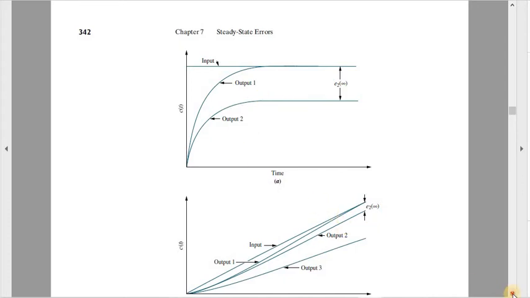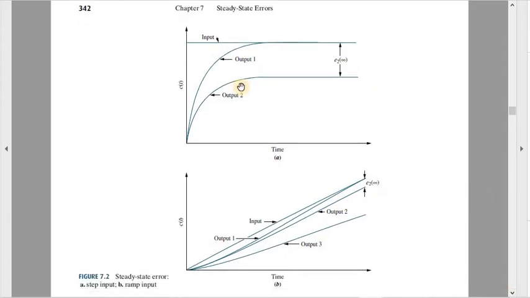That is figure 7.2. This figure has two graphs. The first one is graph A and the second is graph B. If I look at graph A, the input is the step input, a constant input. Okay, and we have two outputs. This is the first output, represented by output 1, and the second is represented by output 2. On the horizontal axis we have time in seconds, and on the y-axis we have the output.